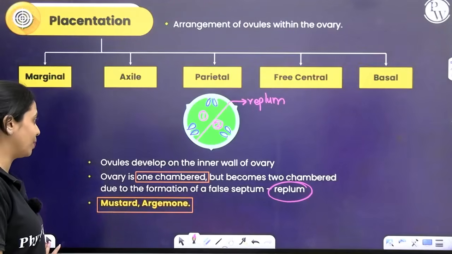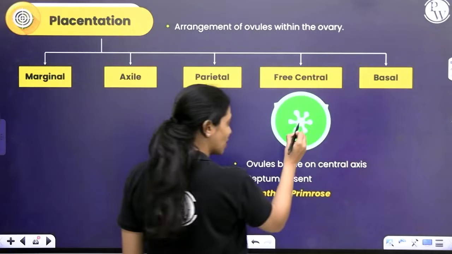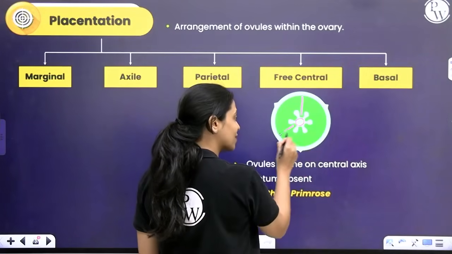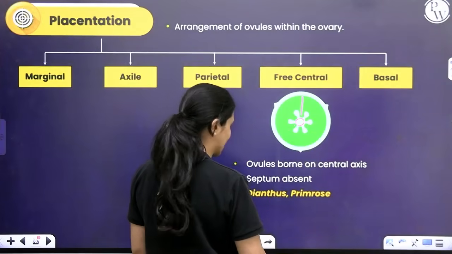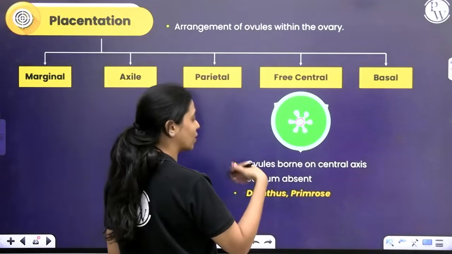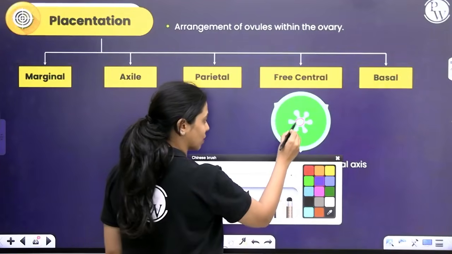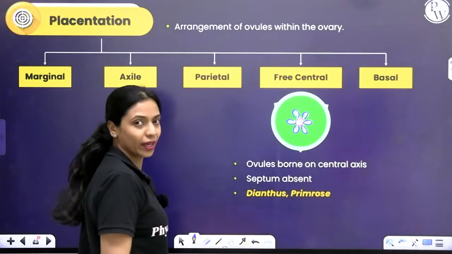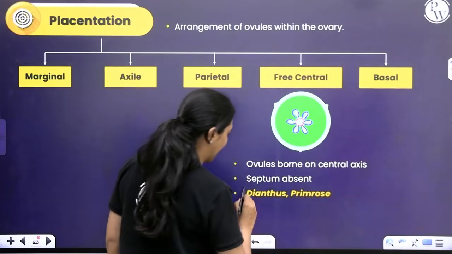In free central placentation, which looks very similar to axial placentation, this also has a central axis, but the difference is that previously you saw septa present and the ovary was multilocular. Here there are no septa present. It is a unilocular ovary. There is a central axis on which the ovules are borne. This can be seen in the case of dianthus and primrose.